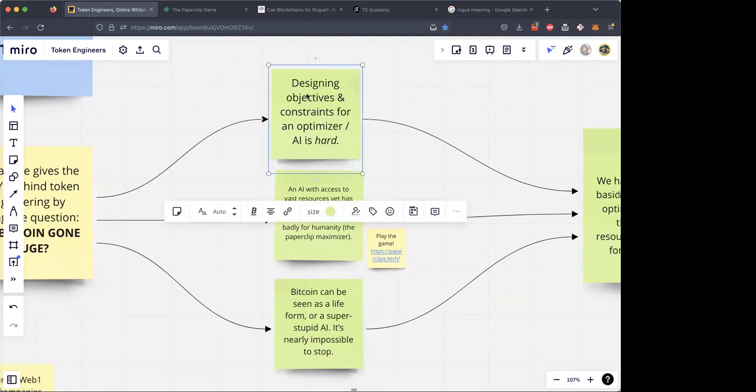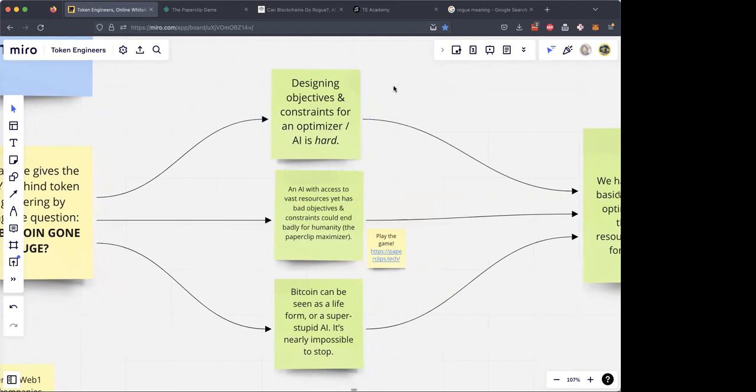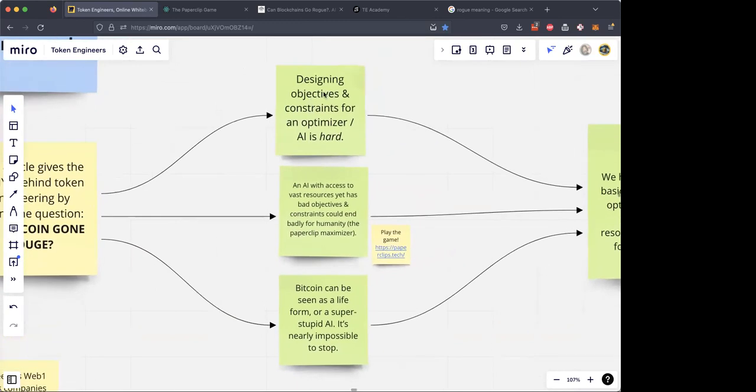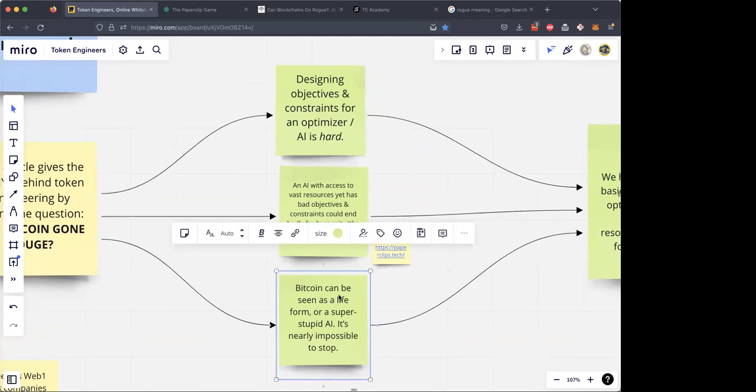So that really boils down to designing objectives and constraints for these optimizers. Making those models is really difficult. It's easy to end up with a paperclip maximizer that destroys the world. So the argument there is that since optimizing is hard, designing objectives and constraints is hard, it's difficult. Bitcoin, oh, right.